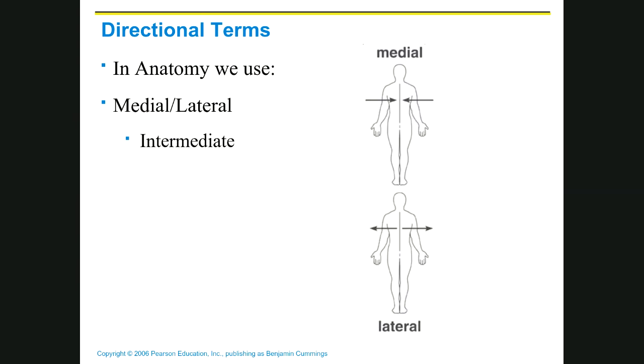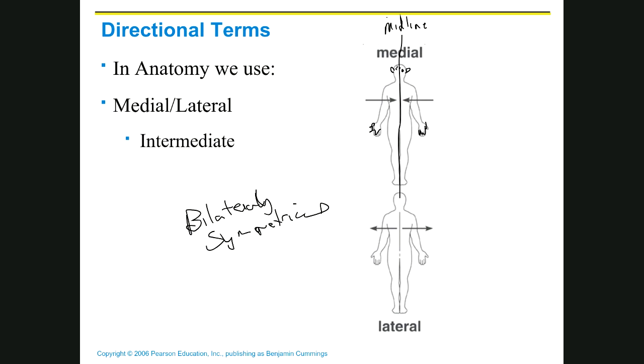Okay. We also, as humans, have a midline. Look, if I take a person, I can draw a line right down the very center. That's called the midline. And because we're what's called bilaterally symmetrical, in other words, we are symmetrical on either side, what you have on one side, you pretty much have on the other. So look, I have an eye over here and an eye over here. I have an ear over here and an ear over here. I have a hand over here and a hand over here. So one side is pretty much the mirror image of the other side.